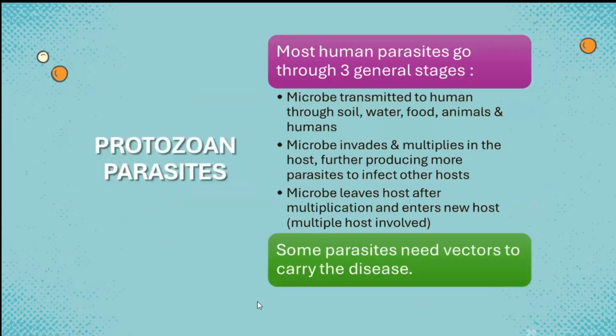Next is protozoan parasites. So most human parasites go through 3 general stages. The first stage is microbes transmitted to humans through soil, water, food, animals, and humans. The second one is microbes invade and multiply in the host, further producing more parasites to infect other hosts. And the last one is microbes leave their host after multiplication and enter new hosts, with multiple hosts involved. Some parasites need a vector to carry the disease.